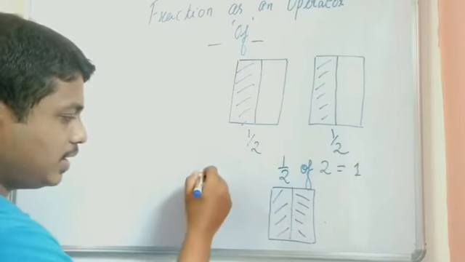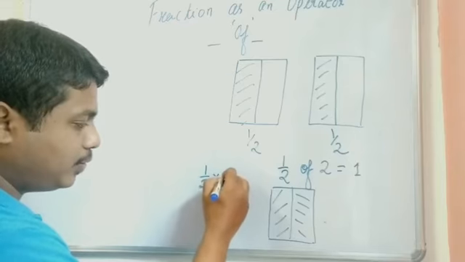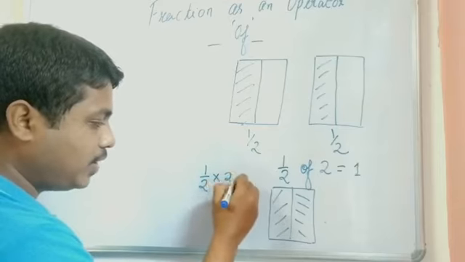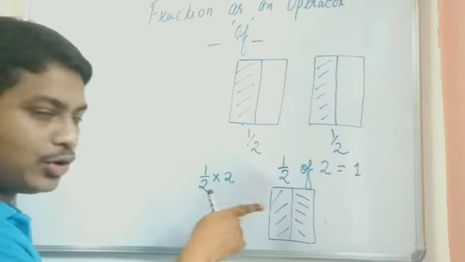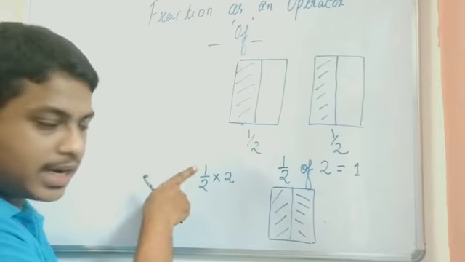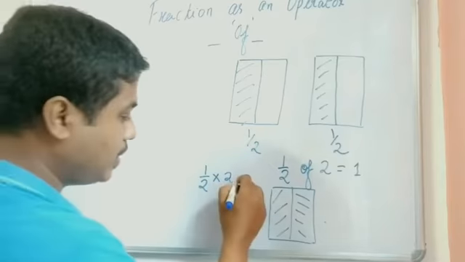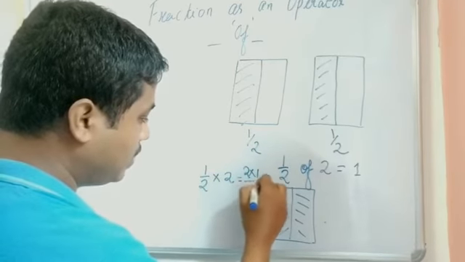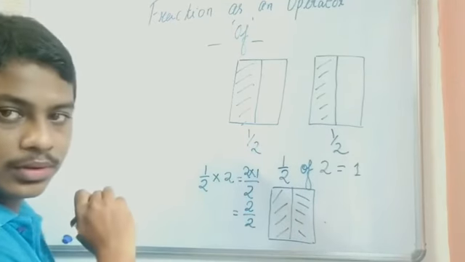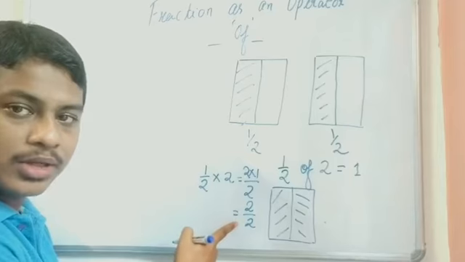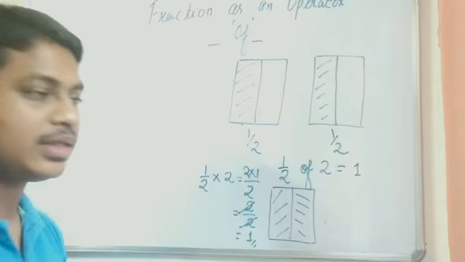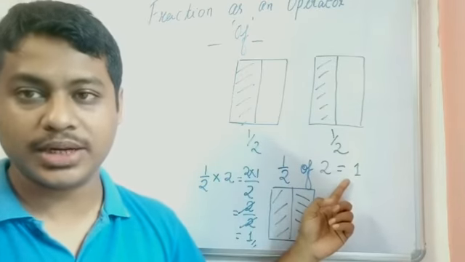What does it represent? It represents half into 2, because 'of' means multiply. Clear? Half into 2. And I have already told that the fraction's numerator should be multiplied with that integer. So this will be equal to 2 into 1 by 2, that is 2 by 2. You can see above is also 2, below is also 2. So we can cancel both these 2, and we get the answer equal to 1, as I have already shown it here.